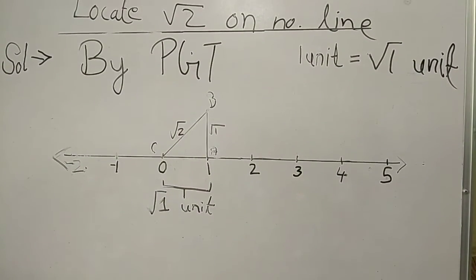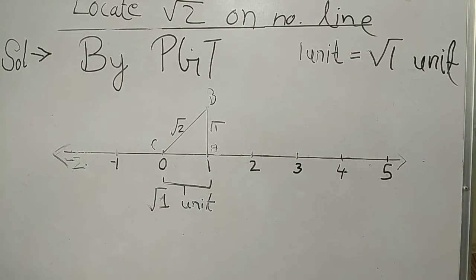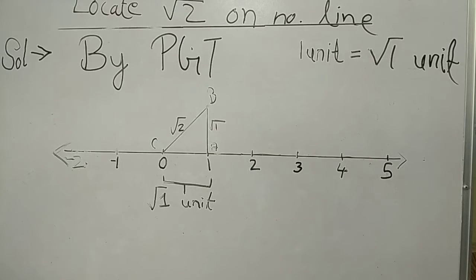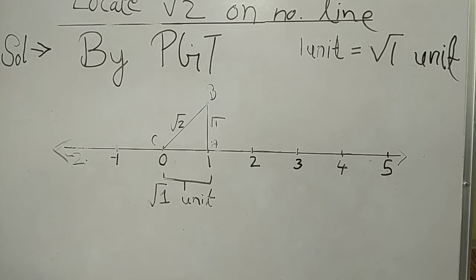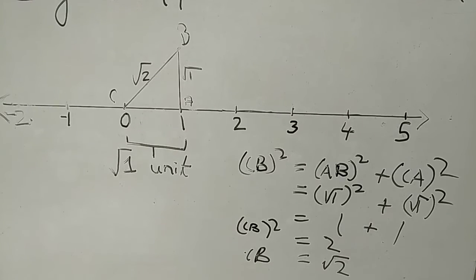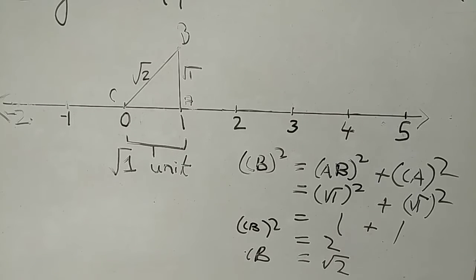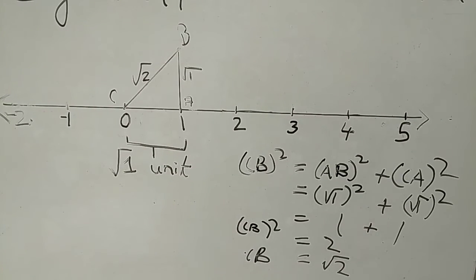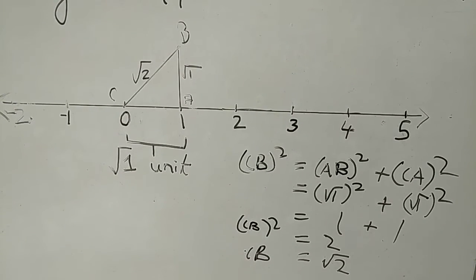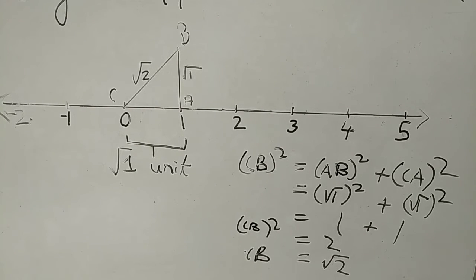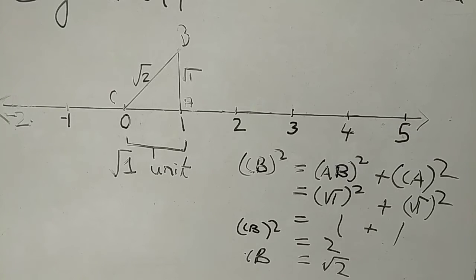By the Pythagoras theorem, we have CB squared is equal to CA squared plus AB squared. Let's take a look at it. So here we have this. We are taking AB as root 1 and CA as root 1. As you can see, CB squared is equal to root 1, meaning 1, and root 1 the whole squared will equal 1. So CB squared is equal to 1 plus 1, which is equal to 2. Therefore CB will be root 2. And that's how we get the length of root 2.